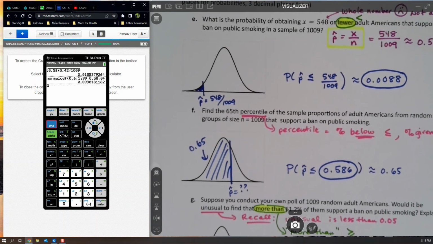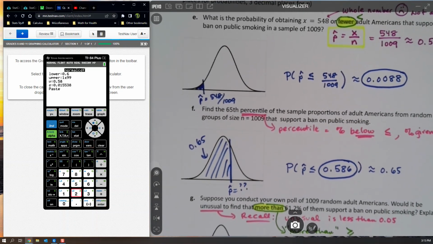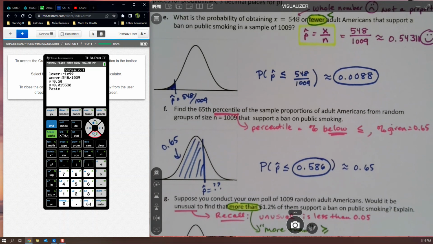So we're going to go to second distribution, normalcdf, and we want to tell it from -1e99, because that's the left-hand edge of what we're doing, all the way up to, and you actually can type as well, just like they did, 548 divided by 1009. You can type it like a fraction like that. And again, if you want to use the decimals just like them, you can do that as well, but you'll want to keep 5 decimal places to make this accurate. And then the mean was 0.58 and the standard error was 0.015538, so that's all good. And there you have it.